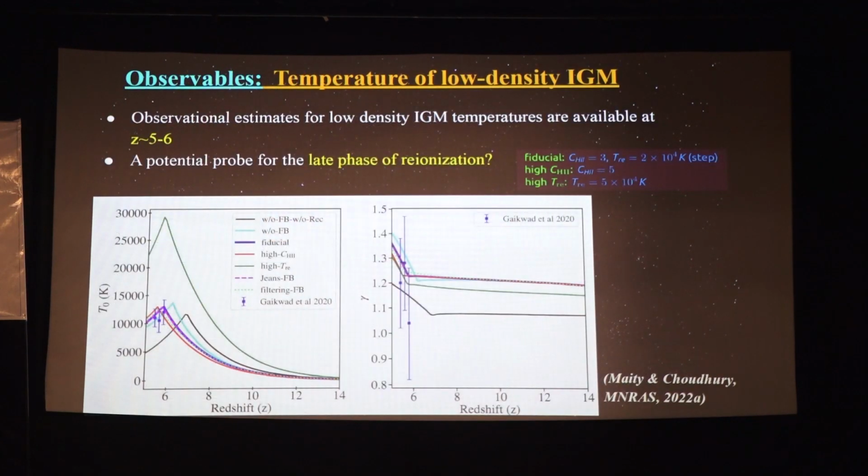Now we move to the observational probes which we can compute from our models, and this is the temperature of low density IGM. The main focus in this plot is that there are already some observations available around redshift 5 and 6, and we can see that we can rule out these extreme kinds of models where the temperature is very large. So in principle, this can be a potential probe of the late phase of the reionization.